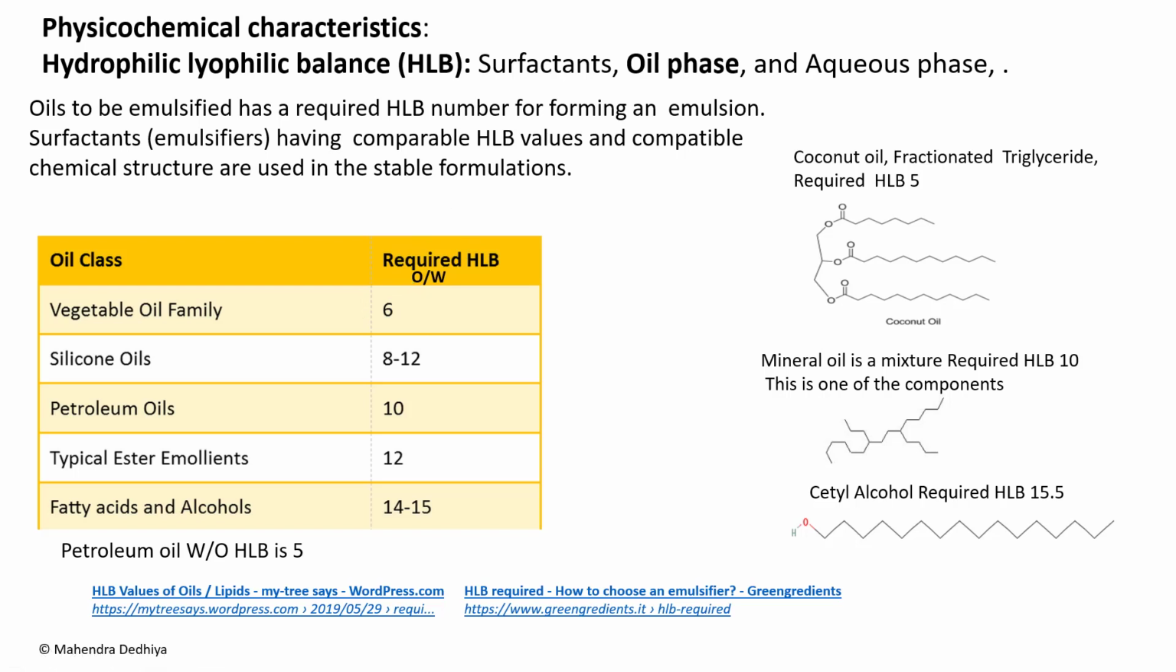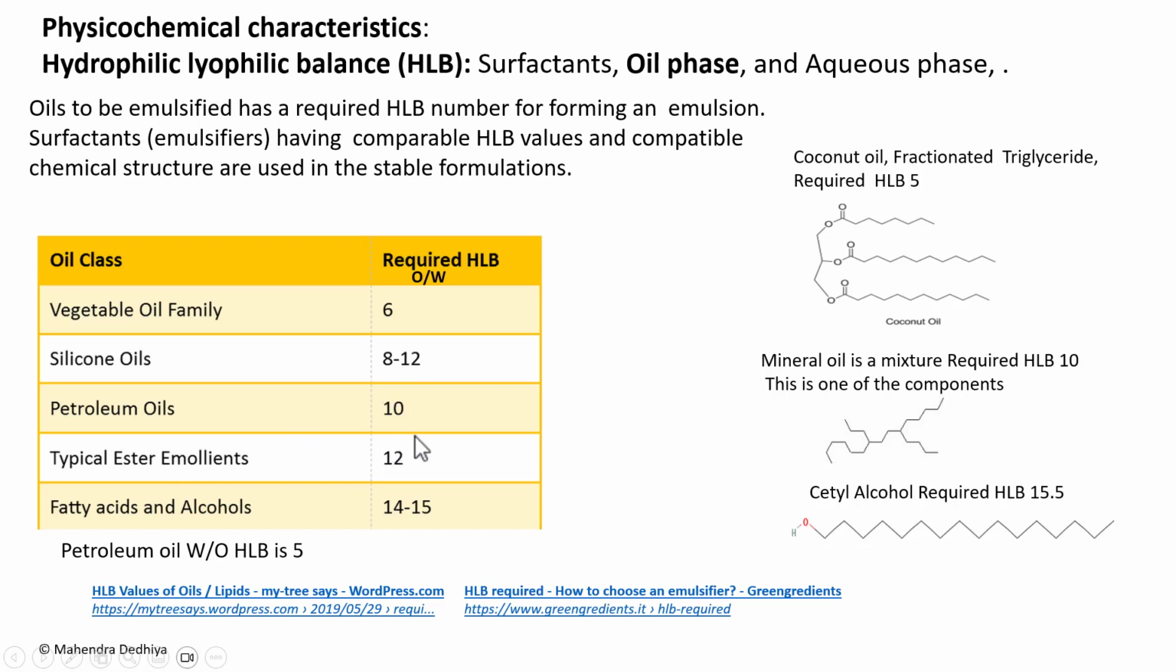In this case, oil and water emulsion is shown. Vegetable oil family requires an HLB of a surfactant of about 6 to form oil and water emulsion. Silicone oil siloxane requires 8 to 12 to form oil and water emulsion. Petroleum oil such as mineral oil requires an HLB of 10 to form oil and water emulsion.